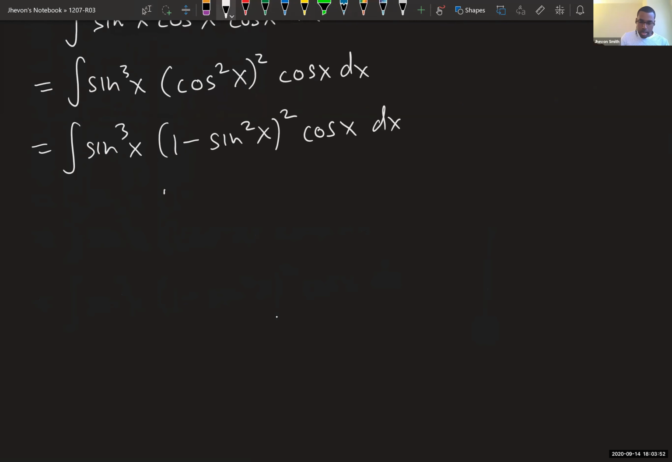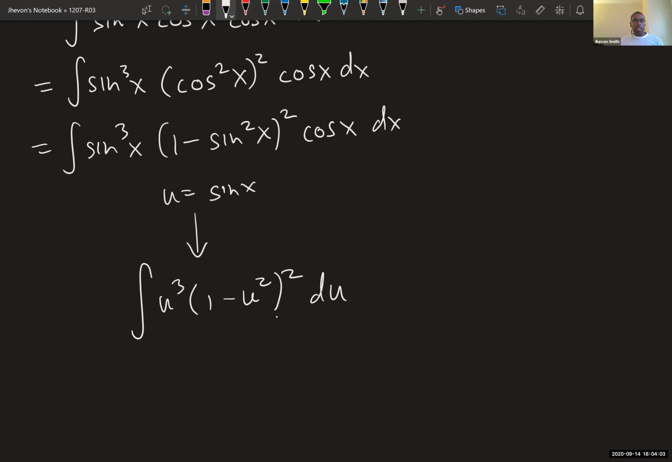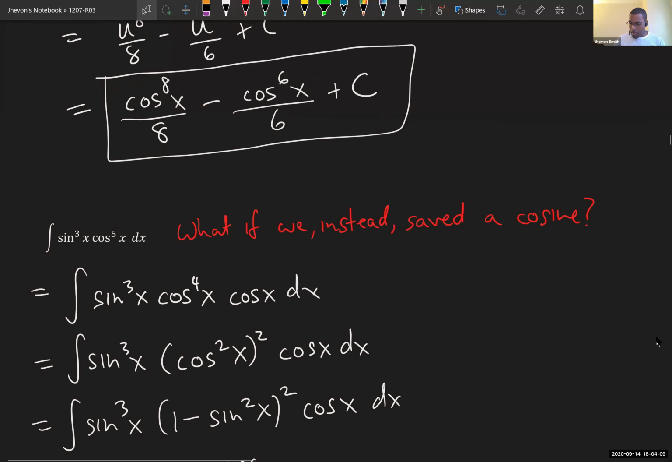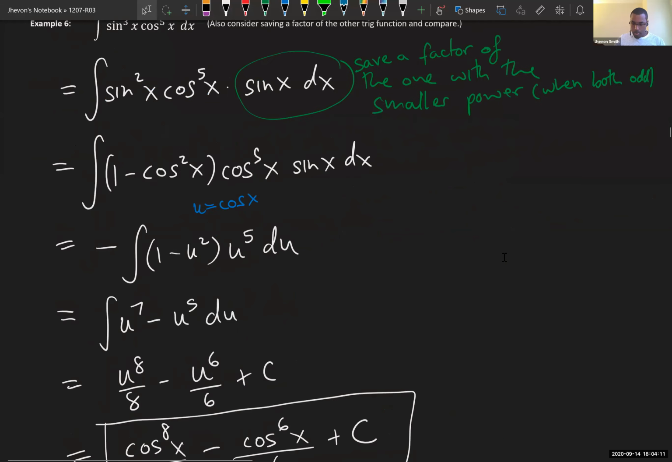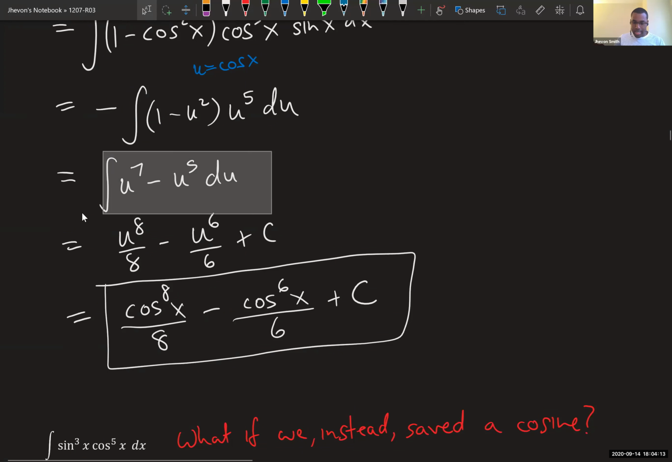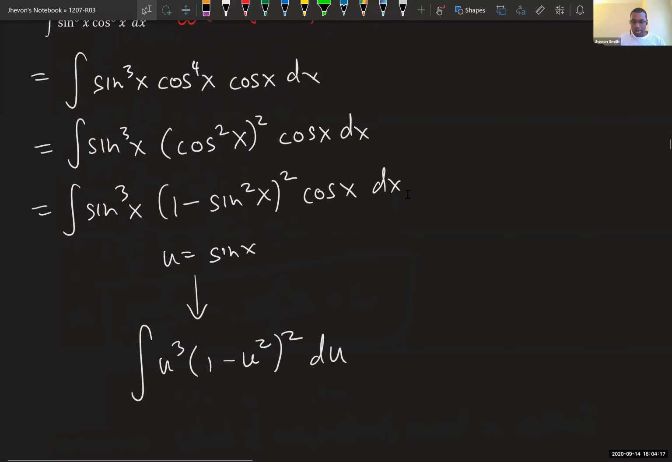and so now with u equals the sine function, that's going to lead us to the integral u cubed times 1 minus u squared du. And what you'll notice about that is, yes, it's doable. However, compared to the one that we had before, it's a lot harder, right?